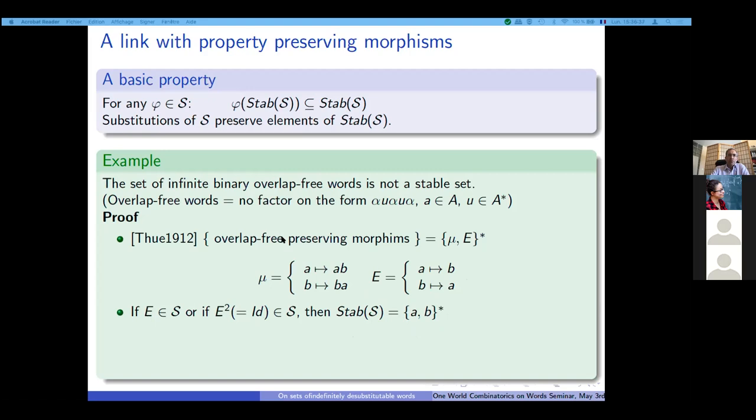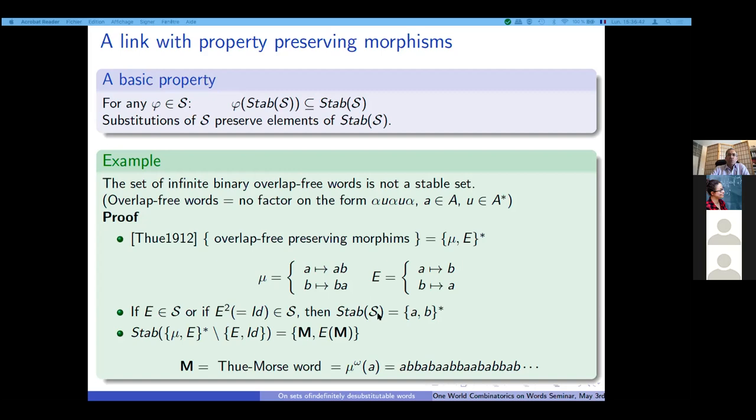So it's natural to remove these two morphisms from the set of substitutions we want to consider. And even if we consider all remaining morphisms, we can see that the stable set we obtain contains only two words: the Thue-Morse word, which is a fixed point of the morphism mu, and its image by the exchange morphism. So this is not the entire set of binary overlap-free words.